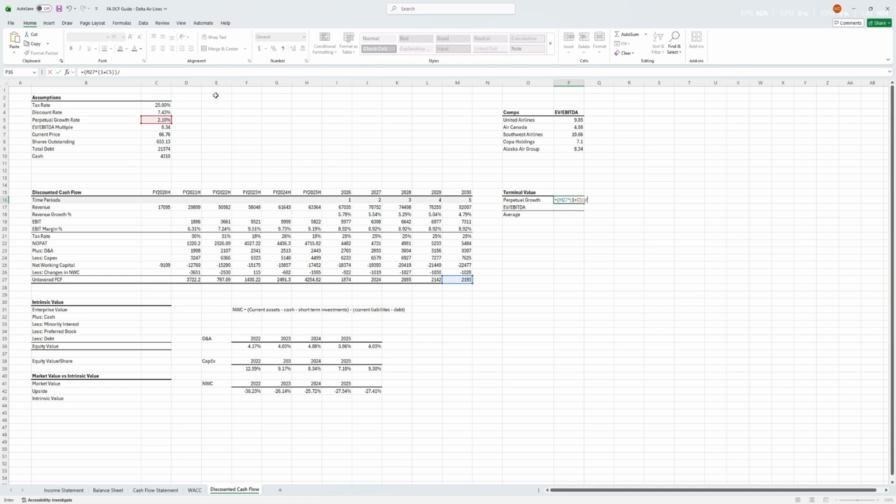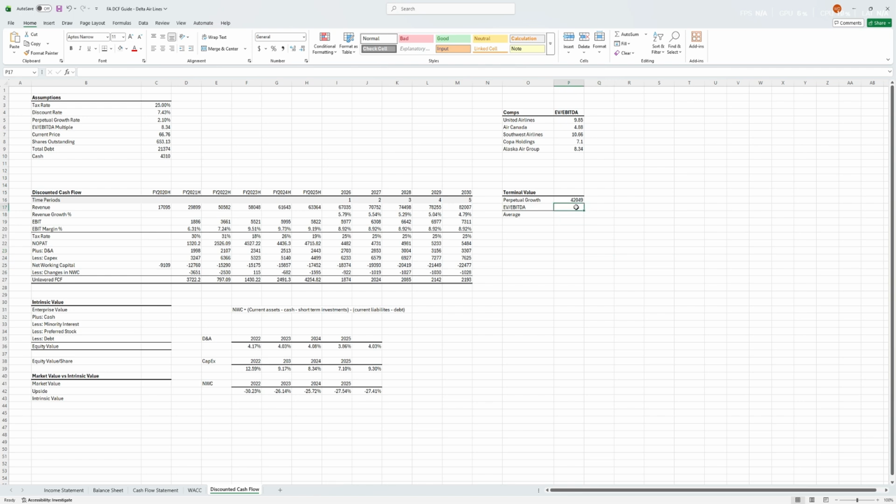We're then just going to divide that. So we basically have our final year free cash flow projection times 1 plus the perpetual growth rate, and we're going to divide this by our discount rate, which is our weighted average cost of capital, minus the growth rate. Boom. There is our perpetual growth terminal value. So then I'll just put the decimals down right here.